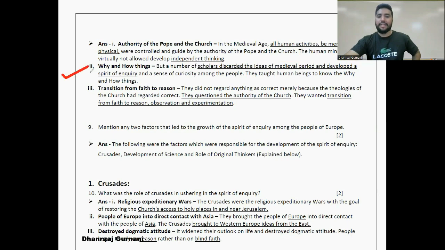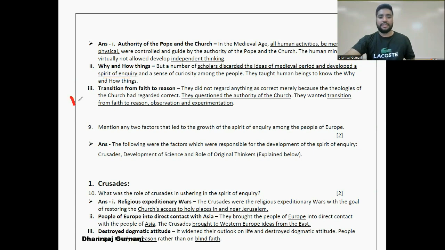Point number 2, why and how things changed. But a number of scholars discarded the ideas of the medieval period and developed the spirit of inquiry. These scholars started questioning things and developed a spirit of inquiry and a sense of curiosity among the people. They taught human beings to know the why and how of things. Why did certain things happen on planet Earth? How did they happen? And you were made to ask such questions.